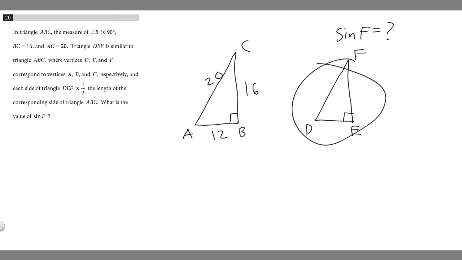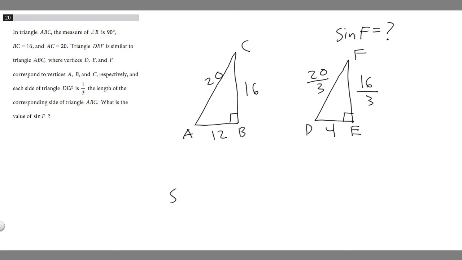And so now what we want to do is fill in this triangle. And we know it's 1/3 the length of the corresponding sides. So these are just going to correspond to this one, except it's going to be 1/3. So this one's 20, so 1/3 of that is 20 over 3. This one's 16, so it's going to be 16 over 3. And then this one's 12, and 12 divided by 3 is just going to be 4. So we've got this triangle. Now we can actually solve. So what is the value of the sine of F?